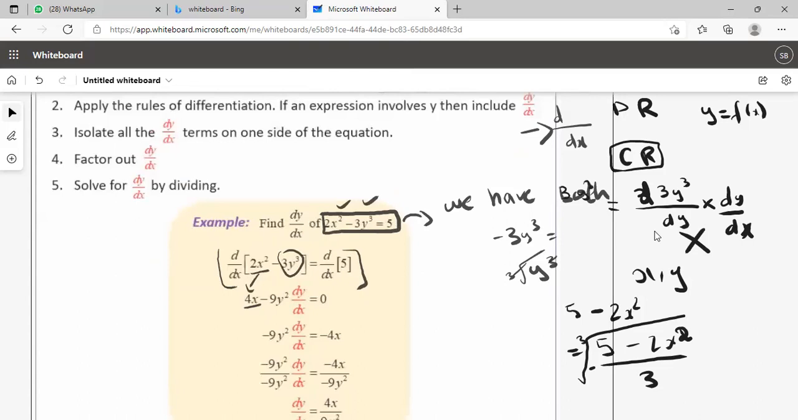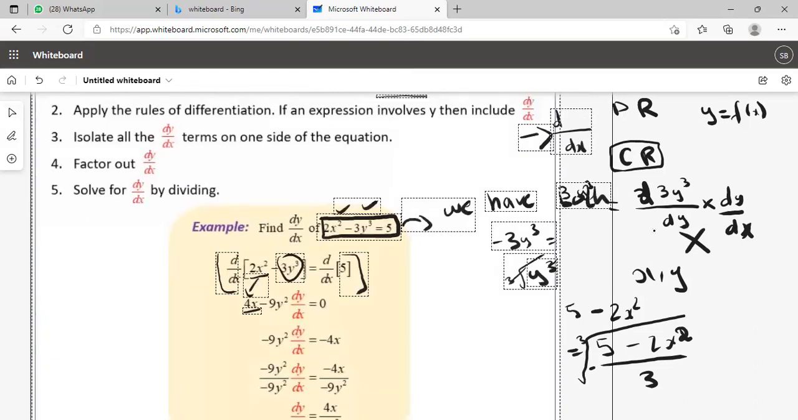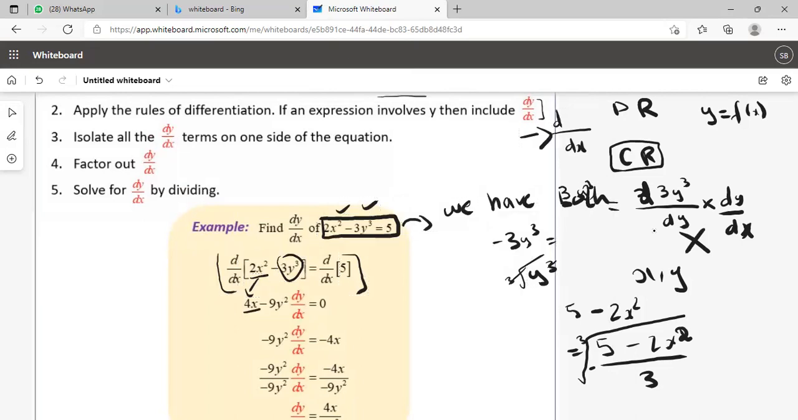Now the second point says, apply the rules of differentiation. If an expression involves y, then include dy by dx. We have already applied the rules of differentiation and this expression involved y. So we used the chain rule and we ended up getting a dy by dx. This is basically our ultimate goal. We need to have dy by dx in these questions because in the end we'll be making it the subject of our equation. And this is how we will get our dy by dx.